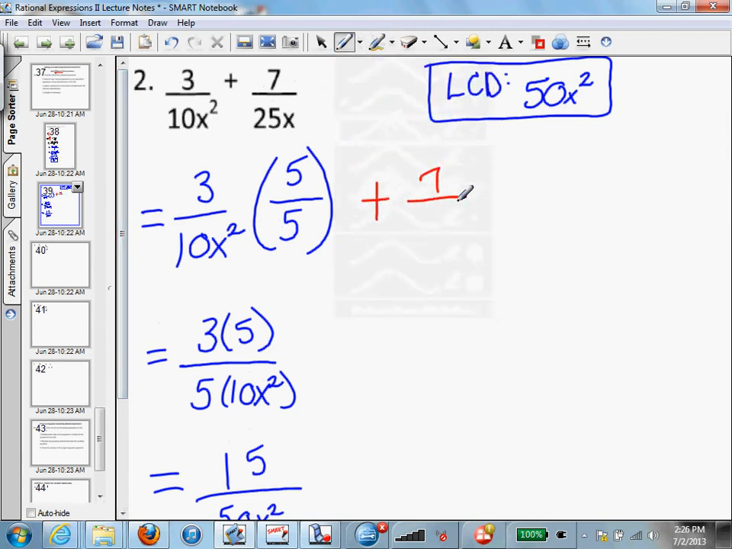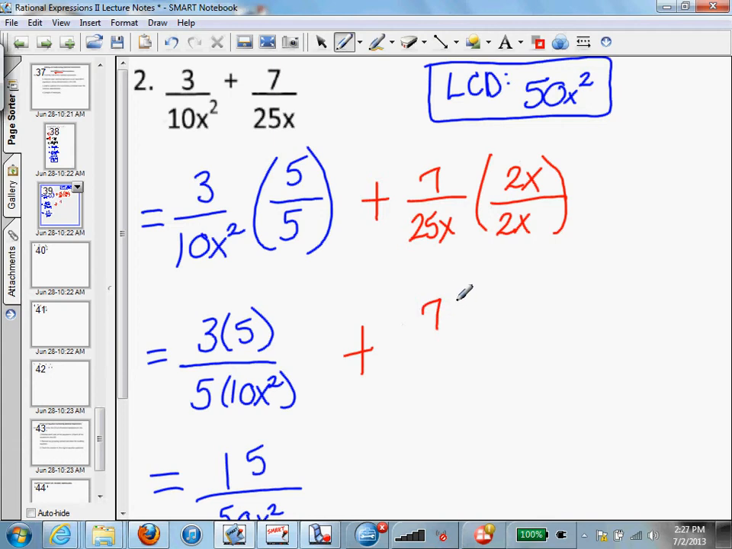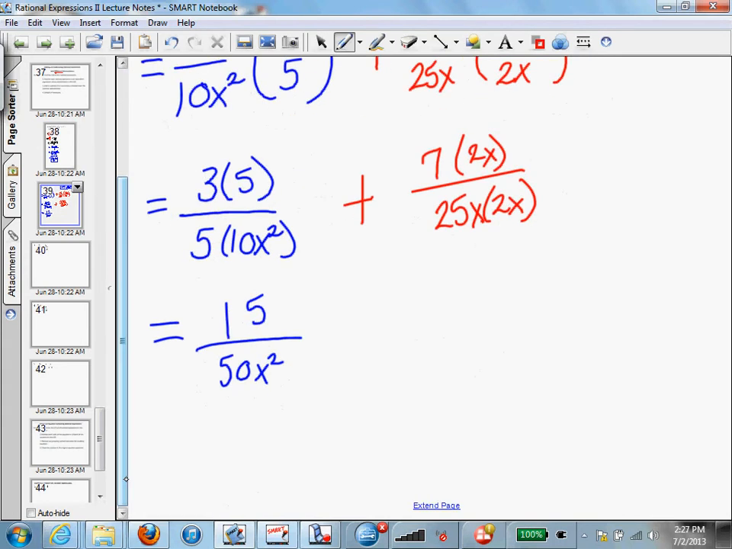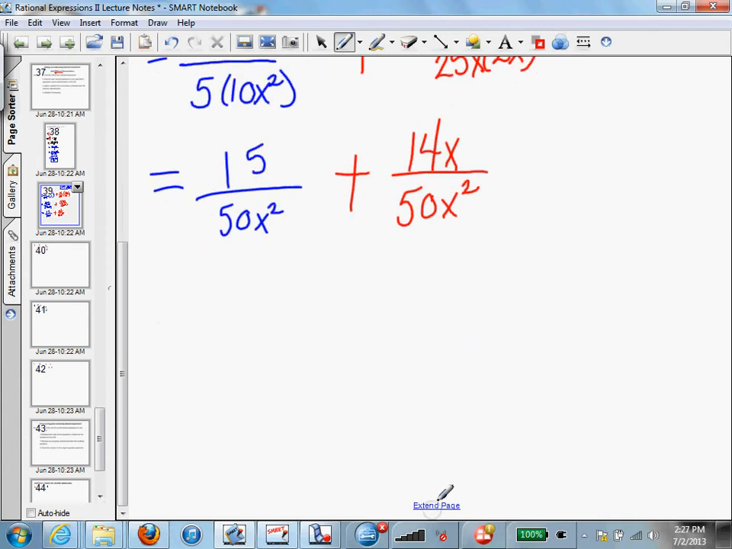Okay, over here we have 7 over 25x. To make 25x look like 50x squared on the bottom, we want to multiply by 2 to make the 25 become 50, and multiply by x to make the x squared. We multiply on the bottom and on top to make the fraction of 1. Multiplying across, on top we get 7 times 2x over 25x times 2x. During our multiplication, we have 14x on top. After doing multiplication on bottom, we're going to have our denominator of 50x squared.